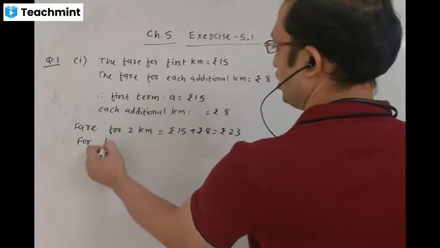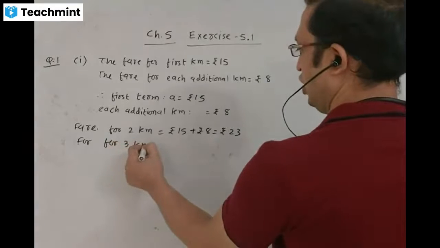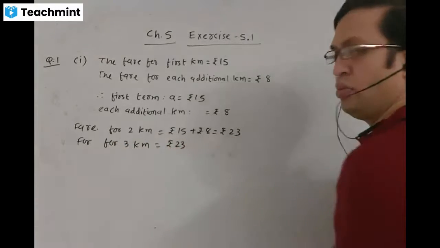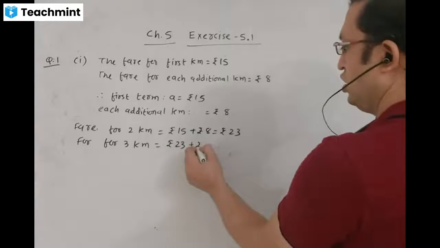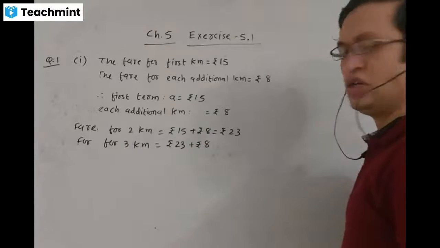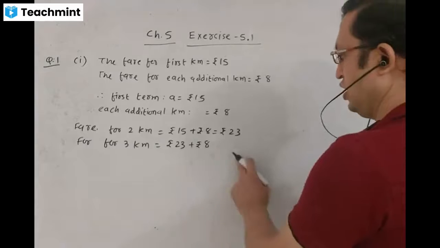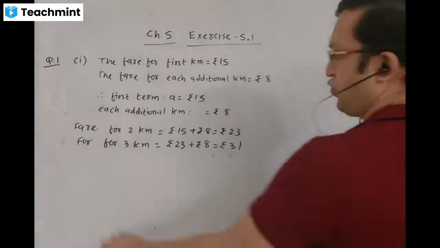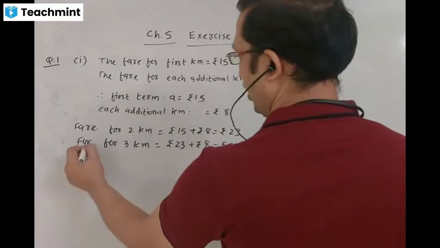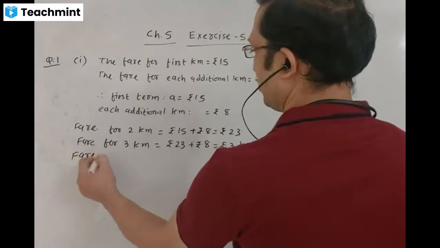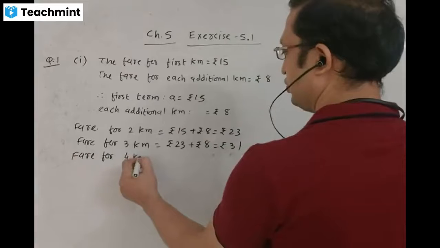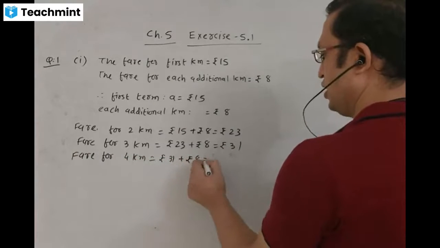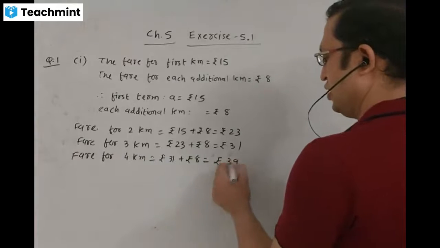Fare for 3 kilometers is equal to fare for 2 kilometers plus each additional kilometer, that is 58 plus 8, equal to rupees 66. Fare for 4 kilometers is equal to rupees 66 plus rupees 8, that is equal to rupees 74.